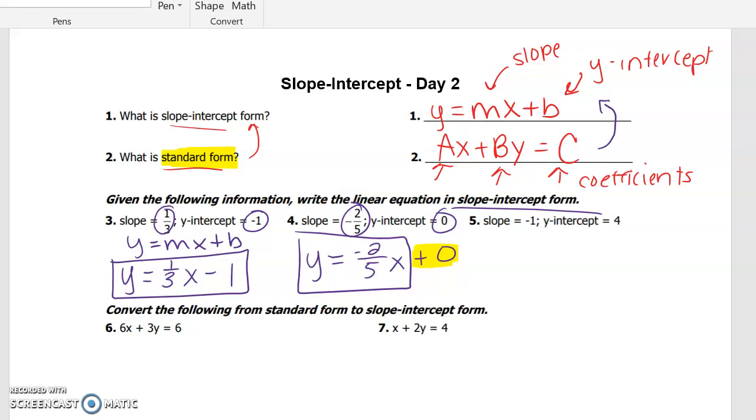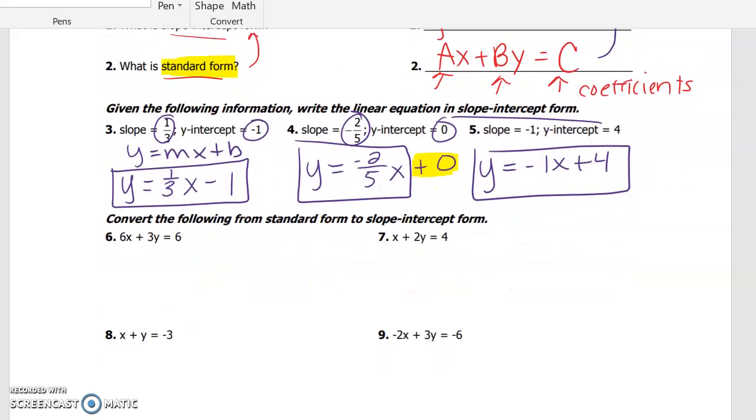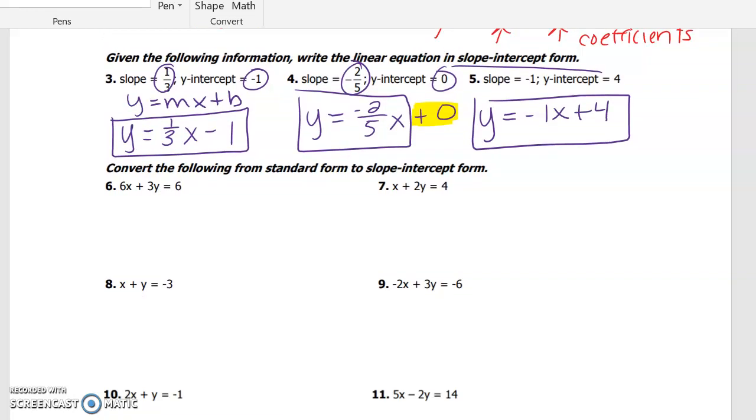And then number 5, my slope is -1, so I have -1x. Y-intercept is 4, plus 4. Okay, and all 3 of these equations are in slope-intercept form. Okay, now the rest of the problems, we're going to start to work with converting it from standard to slope-intercept.